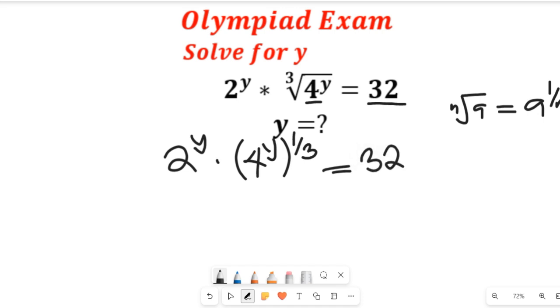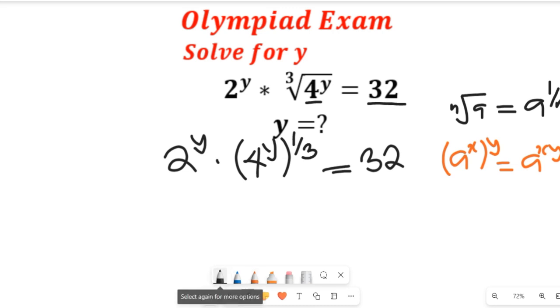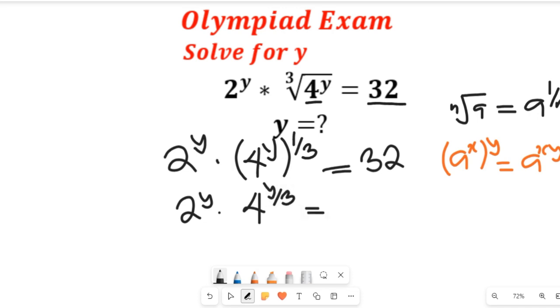So we have a law such that a to the power of x, all to the power of y, is equal to a to the power of x multiplied by y, because the exponents will have to multiply. So this will give us 2 to the power of y multiplied by 4 to the power of y divided by 3, right? And this will be equal to 32.